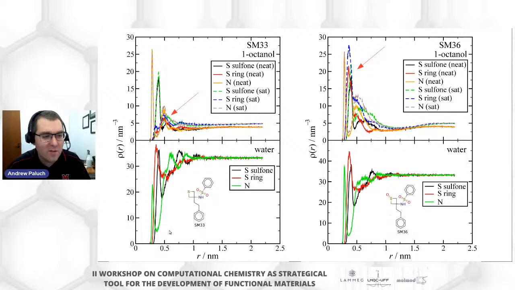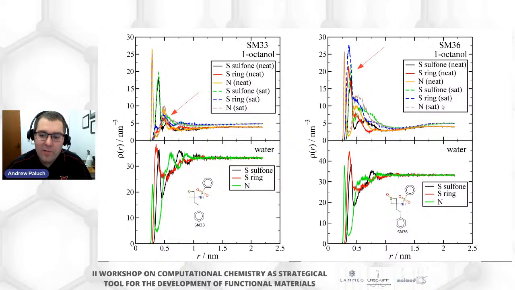In water, nothing too interesting happens. If I were looking at RDF, which is normalized relative to bulk, this wouldn't look all that exciting. When I look at my solute in octanol, the solid lines correspond to neat octanol and the dotted line corresponds to water-saturated octanol. In SM33, there isn't much of a difference in local densities between neat and water-saturated octanol. The arrow points to the sulfur in this ring, which is where we get a difference between 33 and 36 and 39. The peak heights are rather low, and comparing red to blue, the change in local density around that ring is really small.